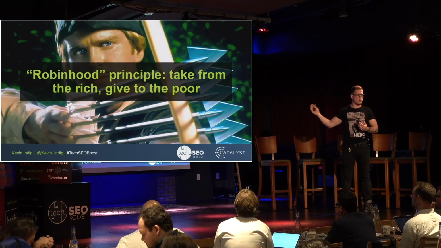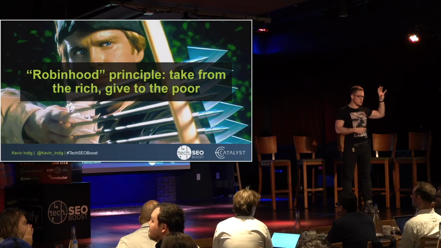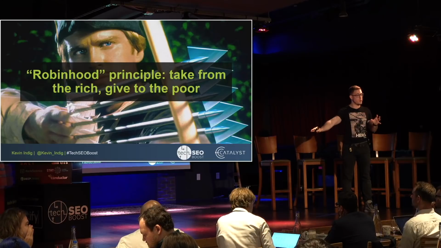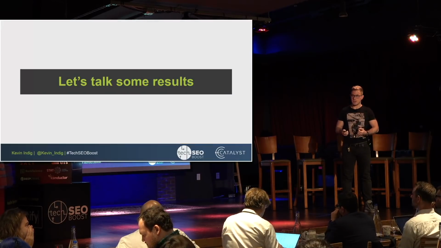But this is what I call the Robin Hood principle. So you basically want to take PageRank from the strongest pages and give it to the weakest ones. You want to equalize the internal link graph, so to say.